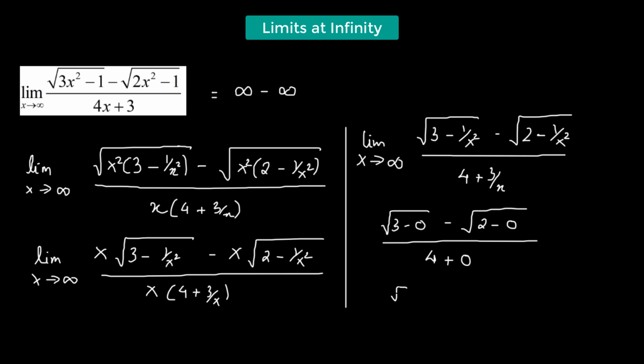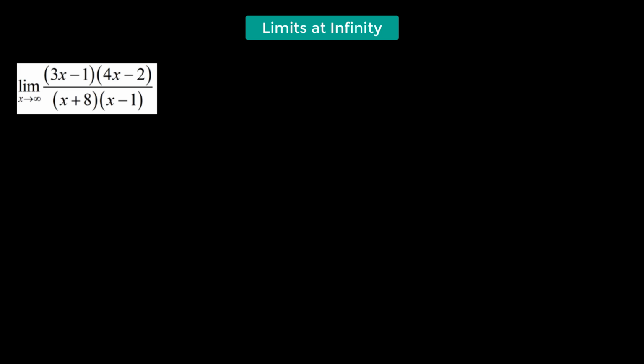So that leaves us with square root of 3 minus square root of 2 divided by 4. So this is going to be the limiting value of the given function when x approaches an extremely large number. So here we have to determine the limiting value of the given rational function when x approaches infinity.